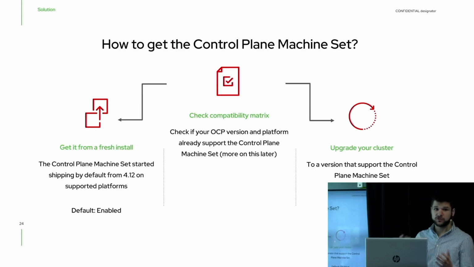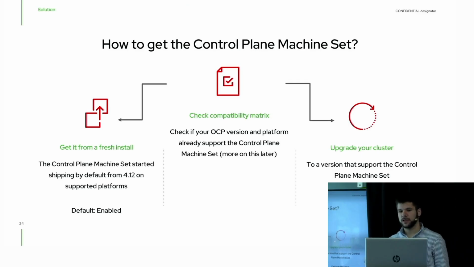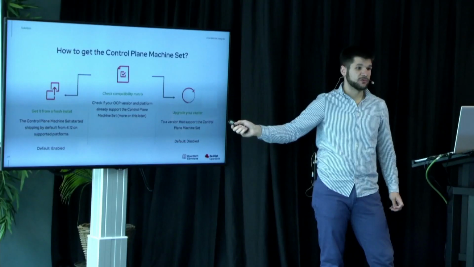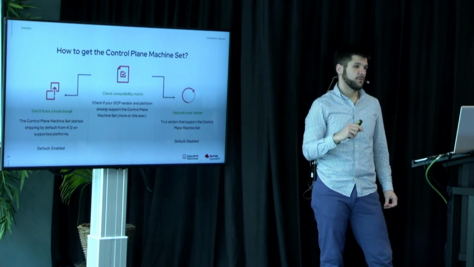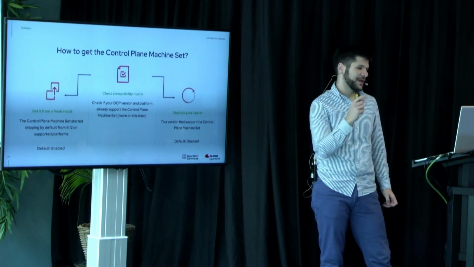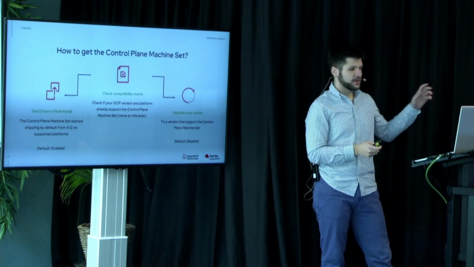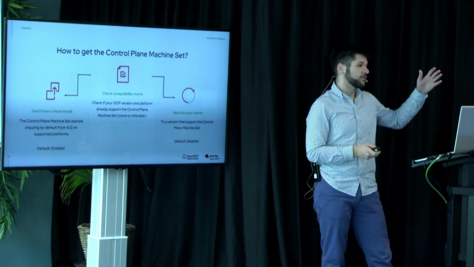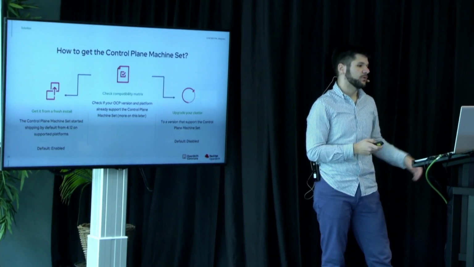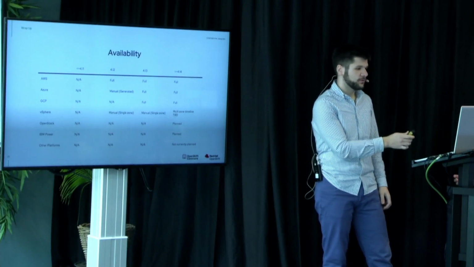Okay, now that we saw the features that the CPMS contains, how do we get that? To get it, you can check the compatibility matrix that Joe will show you later. You can see if your OCP or OpenShift version and your platform are a supported configuration. If they are, you can upgrade your cluster to a supported configuration. The CPMS will be disabled. You can enable it. Of course, you need to review what you're doing because that's important. Otherwise, you break your cluster. And there you get your CPMS. The other option is to do a fresh install on a specific version that already supports it. And I'll hand over to Joe for that.